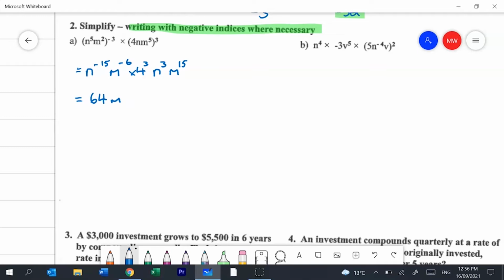Positive 9, rather. Better. I'll try that again. m to the minus 6 times m to the 15. Minus 6 plus 15 gives me positive 9, and that's supposed to be a 9. And then I've got n to the minus 15 plus 3, which is minus 12. Trying to solve things ahead of myself. There you go. Final answer.